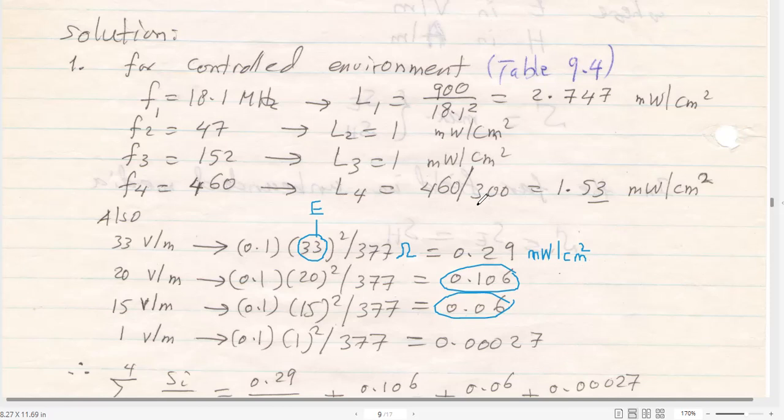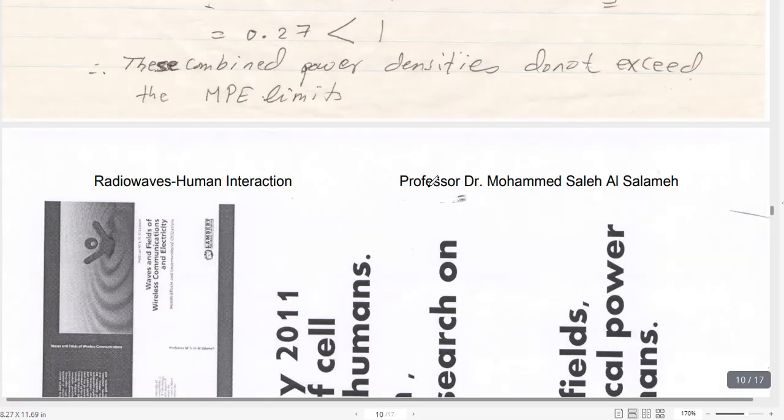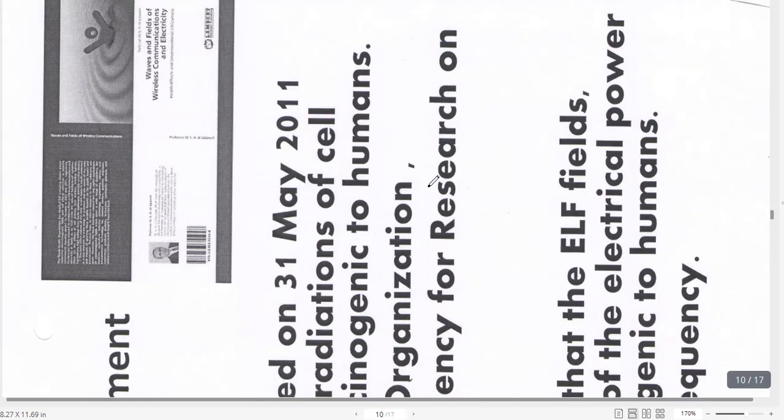To find the limit for the uncontrolled environment, we need to repeat the calculations. The exposure will be the same, but the limits will be different. Let's see here.